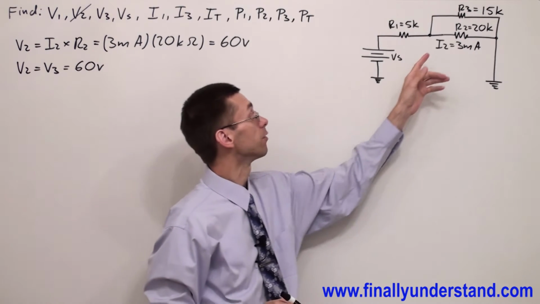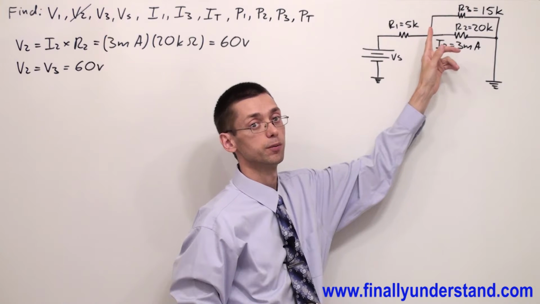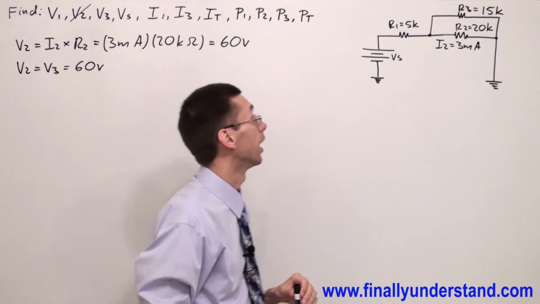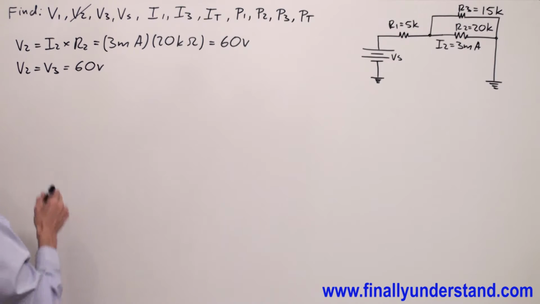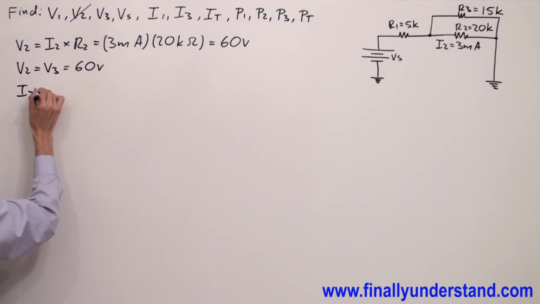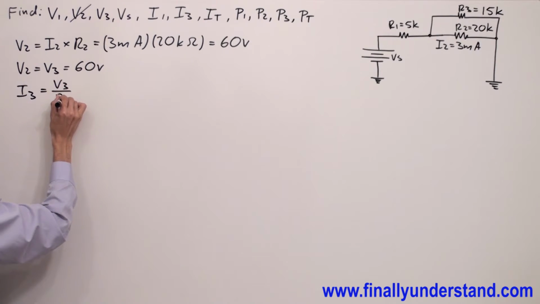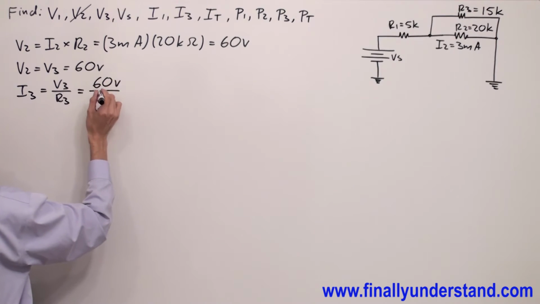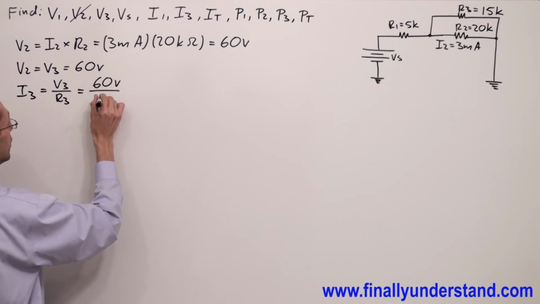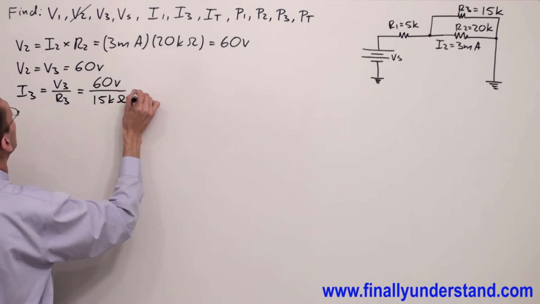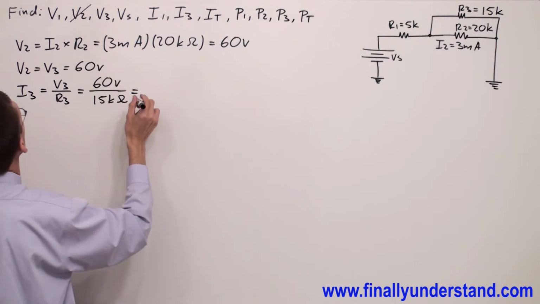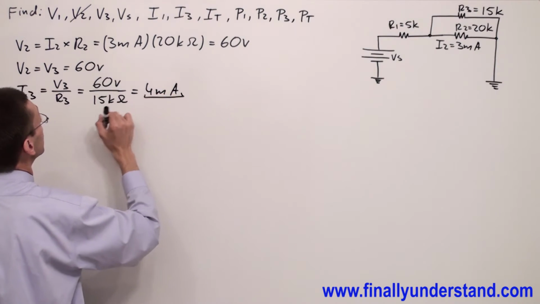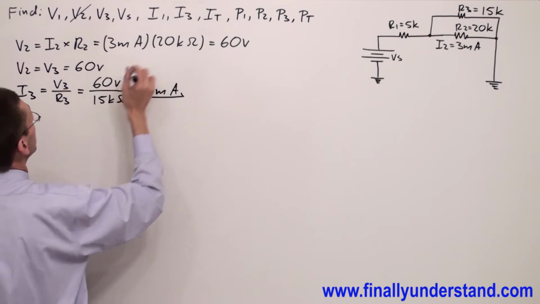So if I have voltage across resistor R3, I can find the current which goes through resistor R3. So I3 is equal to V3 over R3. V3 is equal to 60 volts over R3, which is equal to 15 kiloohms. This is equal to 4 milliamps. Okay, so we found I3.